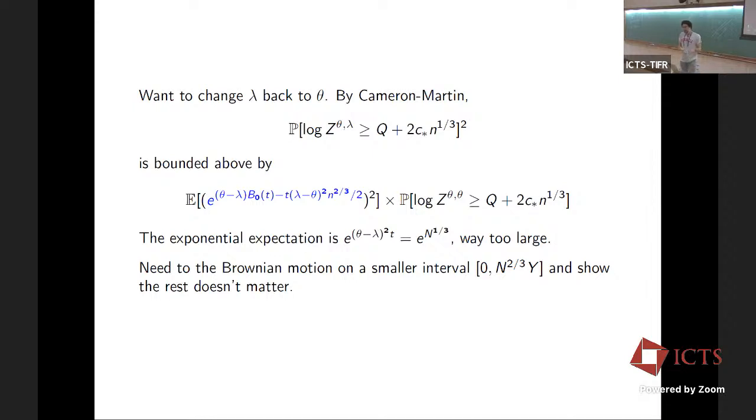And then the idea that you always use in this case is you would want to do a change of measure, to use Cameron-Martin. But the problem is that the cost of this change of measure is gigantic. If we take the time t to be of order n and lambda minus theta to be n to the minus 2/3, you're left with e to the n to the 1/3. So that's way too large. What that means is that instead of trying to change the Brownian motion on the entire axis, we should just try to change it in a small region of size n to the 1/3, show that this is enough, and show that the path basically never sees the region after n to the 2/3, right?